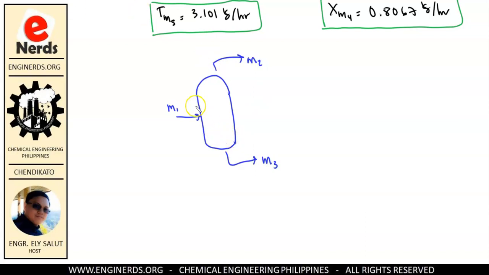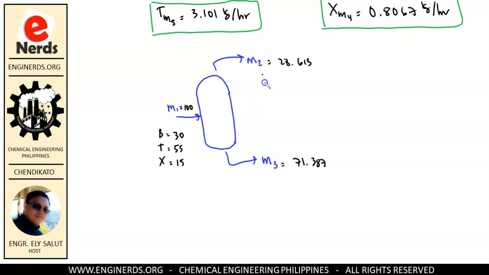So, our M1 is equal to 100 kilogram per hour. Our M2 is equal to 28.613 kilogram per hour. And our M3 is equal to 71.387 kilograms per hour. So our benzene is equal to 30 kilograms per hour. Our toluene is 55 kilograms per hour. And our xylene is 15 kilograms per hour.